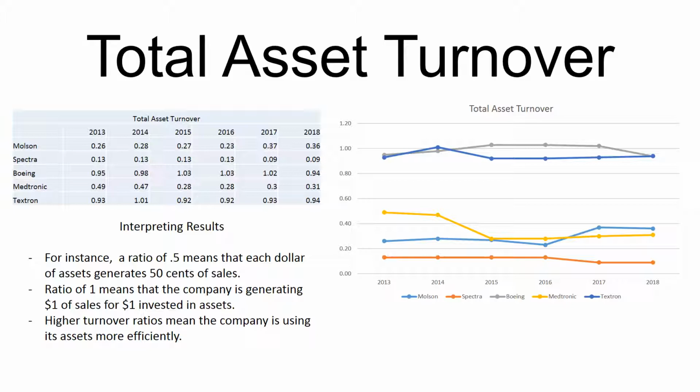However, on the other hand, if we look at Spectra, we can see that for the last 2 years, 2017 and 2018, it had a total asset turnover ratio of 0.09. This means that Spectra is not using its assets efficiently. It's not using them at their maximum potential. It's saying that for every dollar they invest in an asset, that asset is only generating 9 cents, which shows inefficiency.